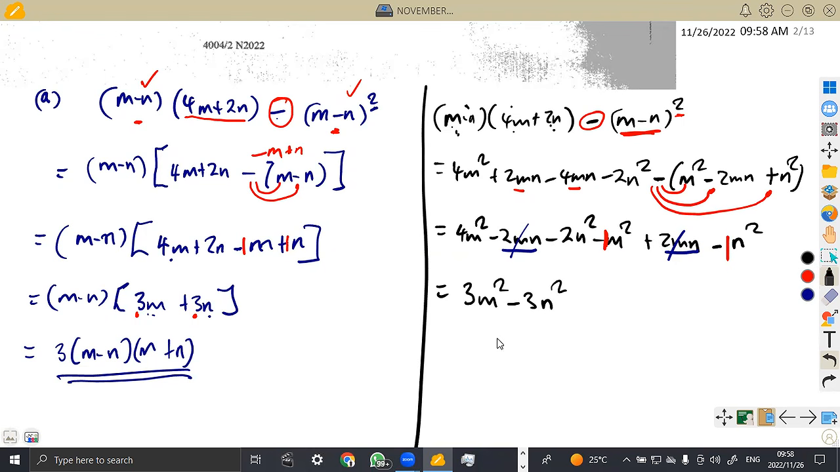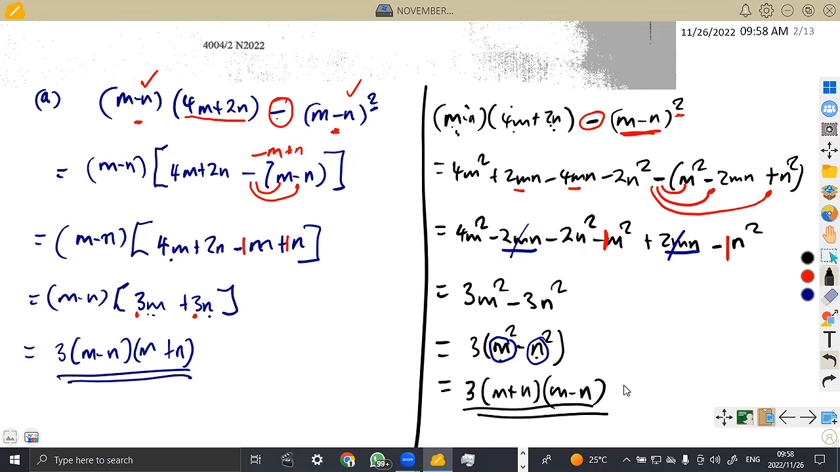Here we've got 3, which is common. So you can factor out 3, which means we are going to have m squared minus n squared. Okay, this is not complete. Why? Because this is actually a difference of two squares, which is going to be 3 into the square root of each term, m and n, which are under the squares. So it's going to be m plus n into m minus n.